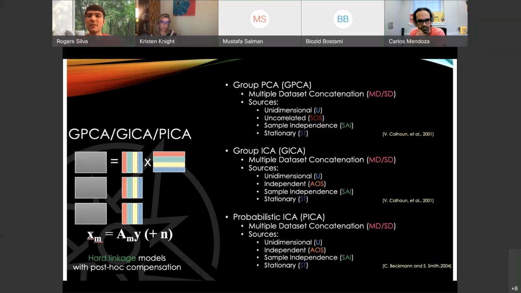That's the standard way to do group ICA. Once you get the group reduced principal components, then you apply ICA on that, and you get group ICA results.